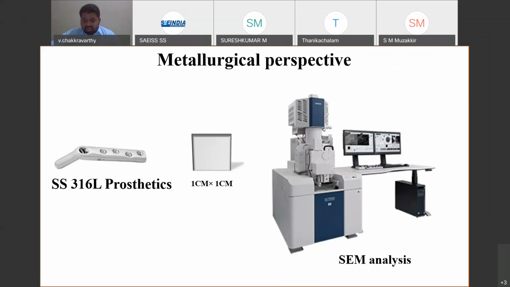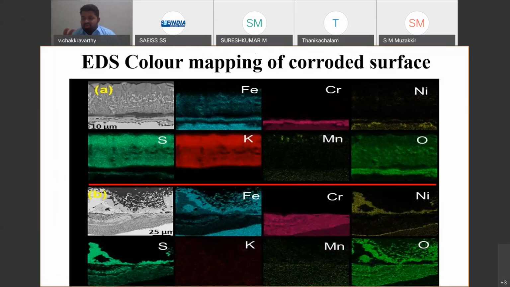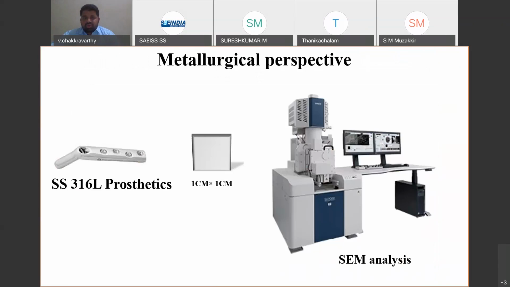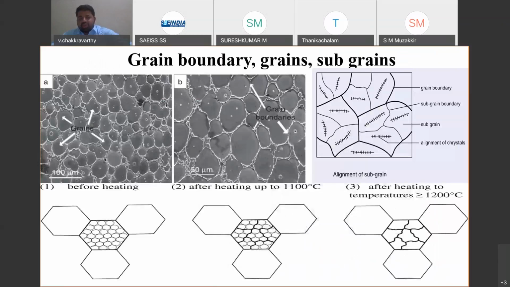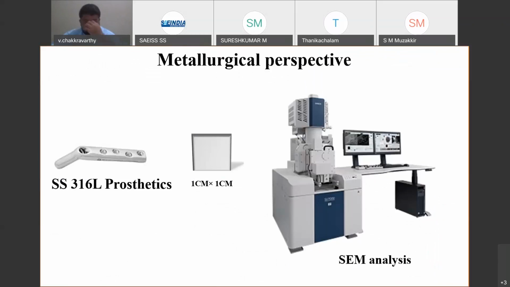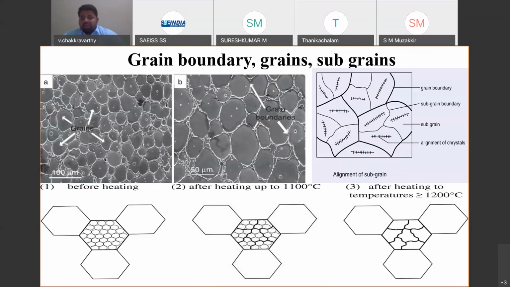Okay. If there are no green color shades for oxygen, it means that no oxide layers were formed. If it is formed, then obviously more green color is shown, and more oxidation your implant material has undergone. Okay. So generally, if we are observing a small sample in SEM analysis, we could easily see the grains, each and everything. Generally, if you are observing any metallic sample, it will have some kind of grains and grain boundaries, which was shown in figure A and B.